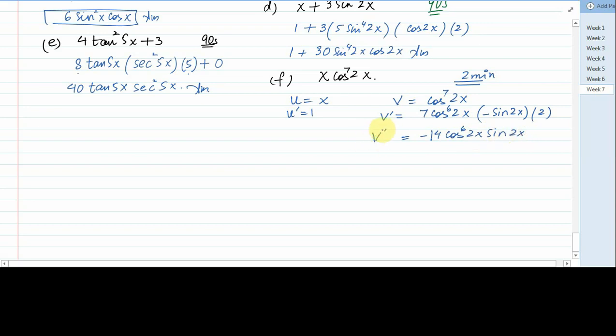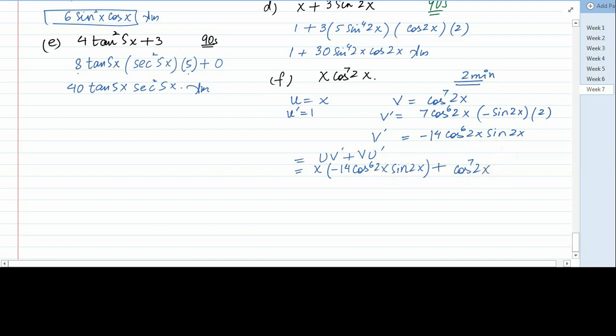Alright, now you need to apply the working formula u into v, which says that u derivative of v plus v derivative of u. So u is what? u is x, derivative of v is what? It's minus 14 cos⁶ 2x into sin 2x. Plus v is what? v is cos⁷ 2x and the derivative of u is 1.